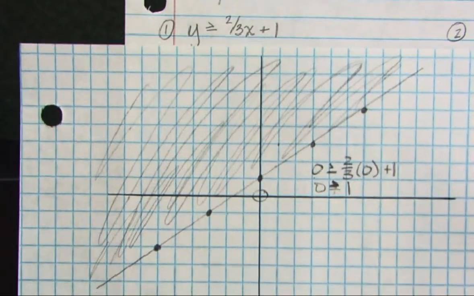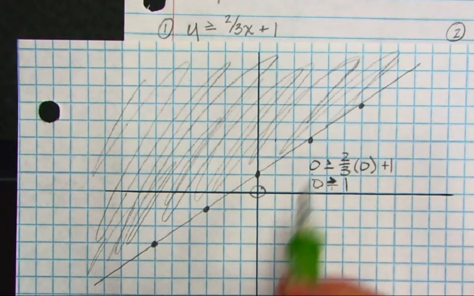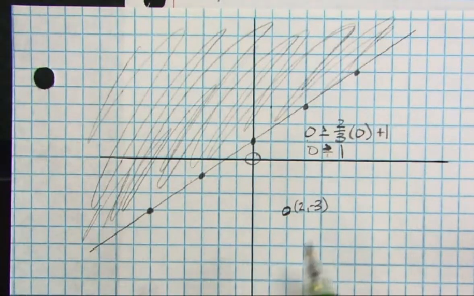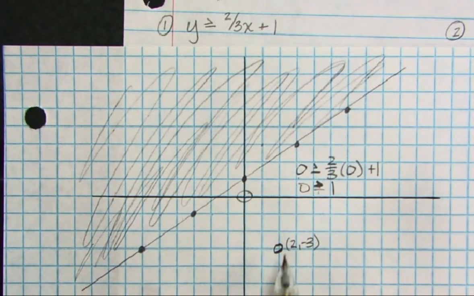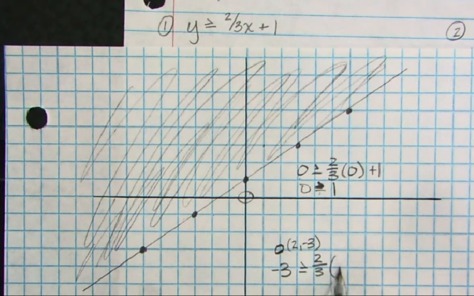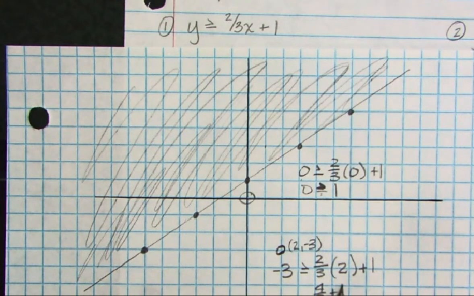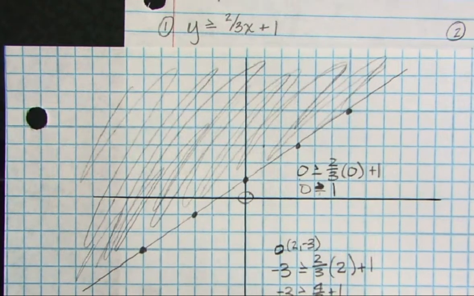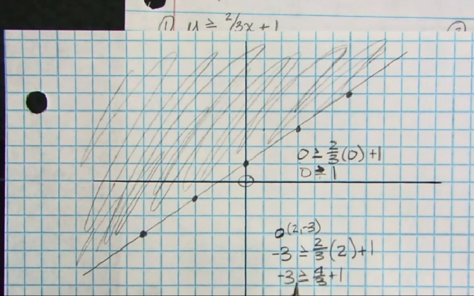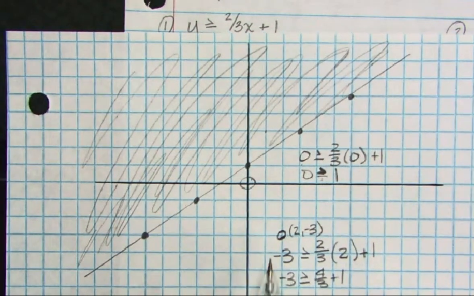Let's look at another ordered pair just so you understand that it's not a solution here. Let's choose the ordered pair 2, negative 3. I plug that into my equation: negative 3 is greater than or equal to 2/3 times 2 plus 1. 2/3 times 2 is 4/3, plus 1. Already I can see negative 3 greater than or equal to a positive number can't be true. Negatives can never be bigger, so this point is not a solution. It should not be shaded in, which indeed it's not.